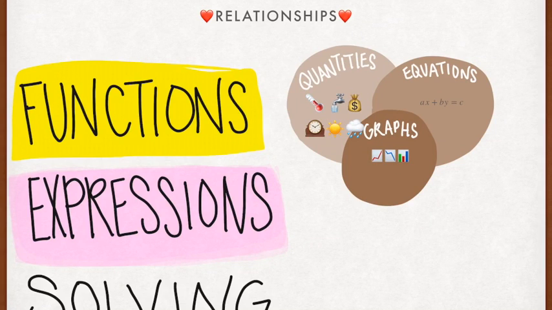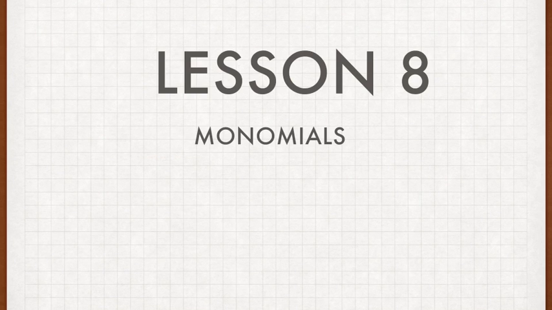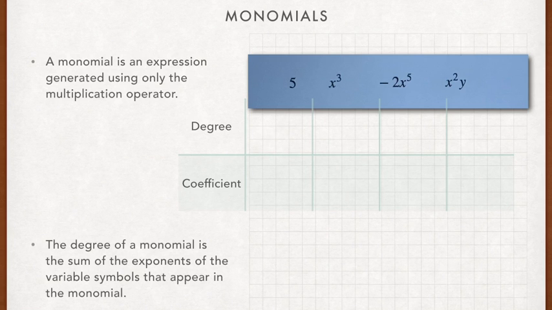As we continue on Module 1, we will look at expressions. As we work these problems out, you will learn more than one way to do the same operation for these expressions. So let's get started with monomials. Monomial is basically a big word for an expression.